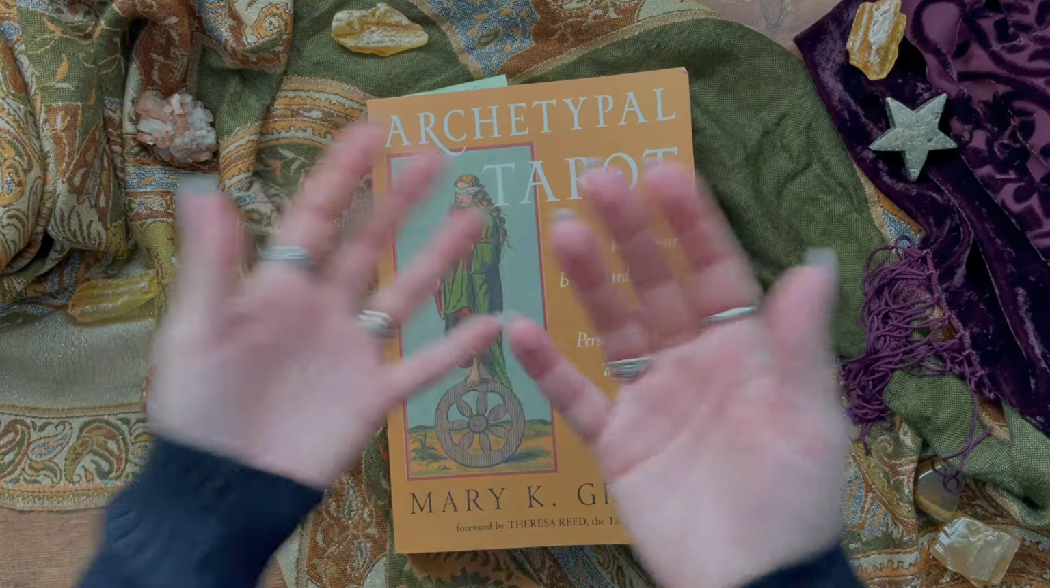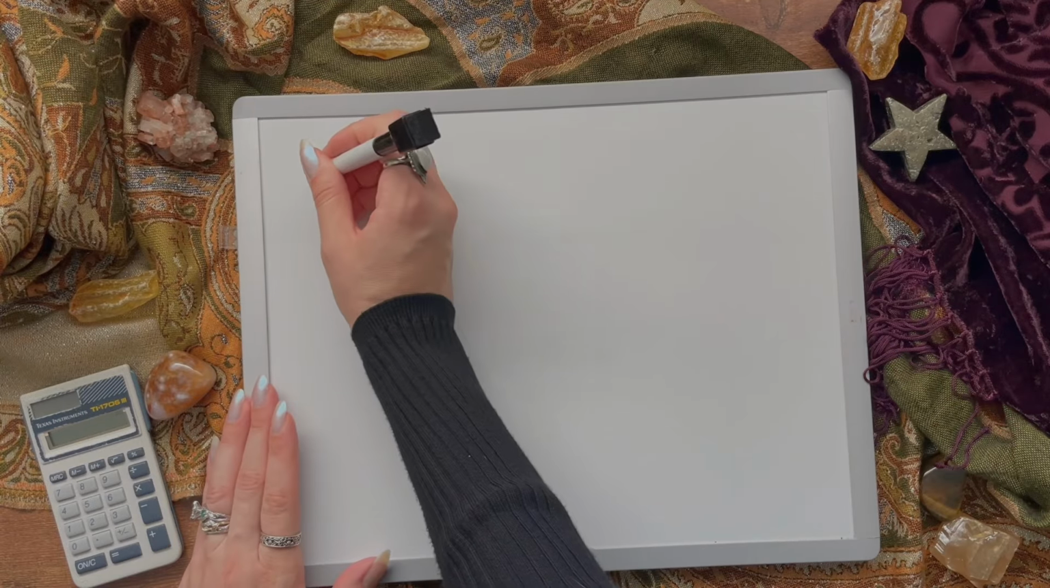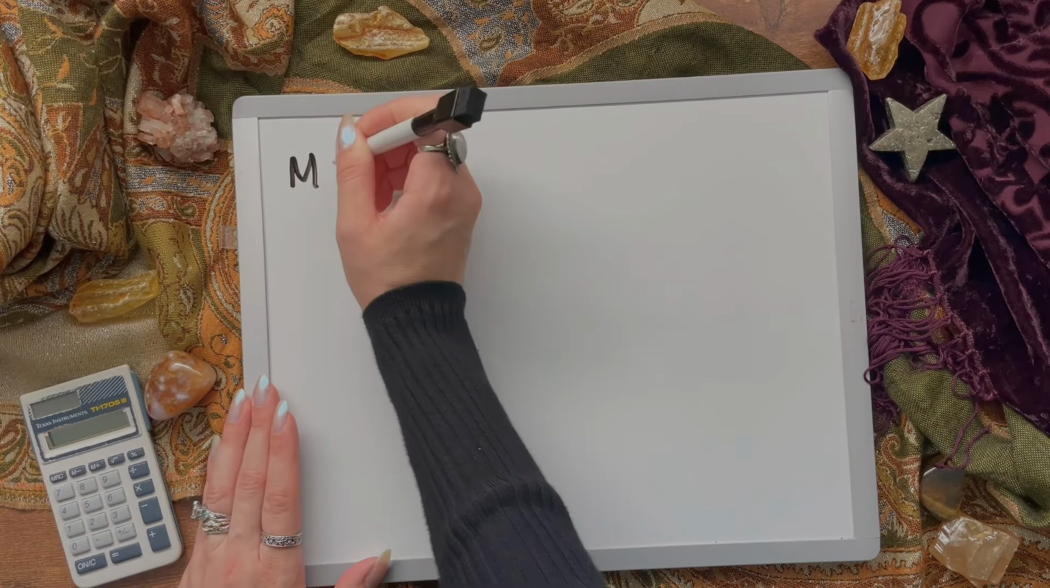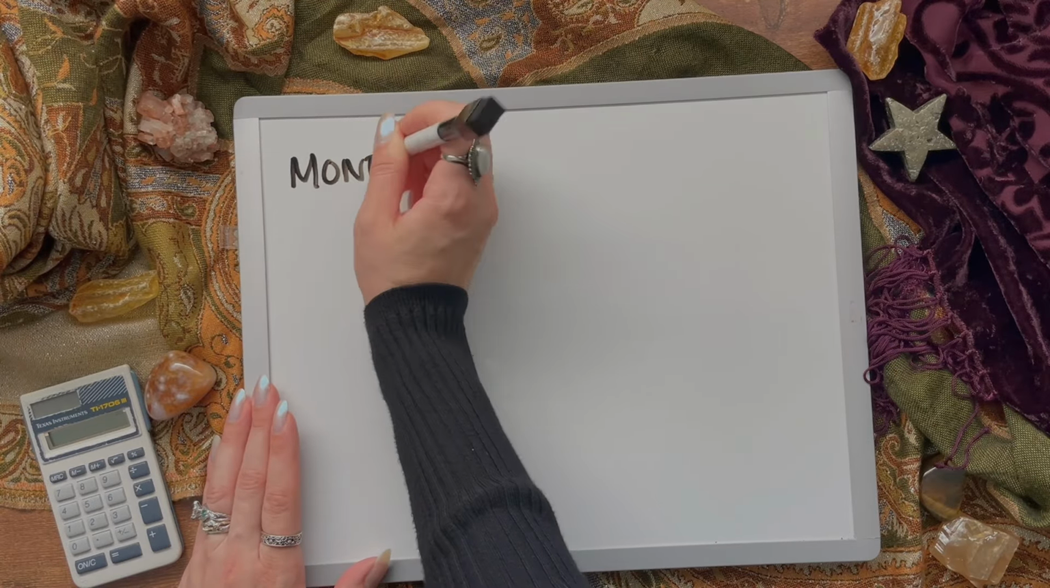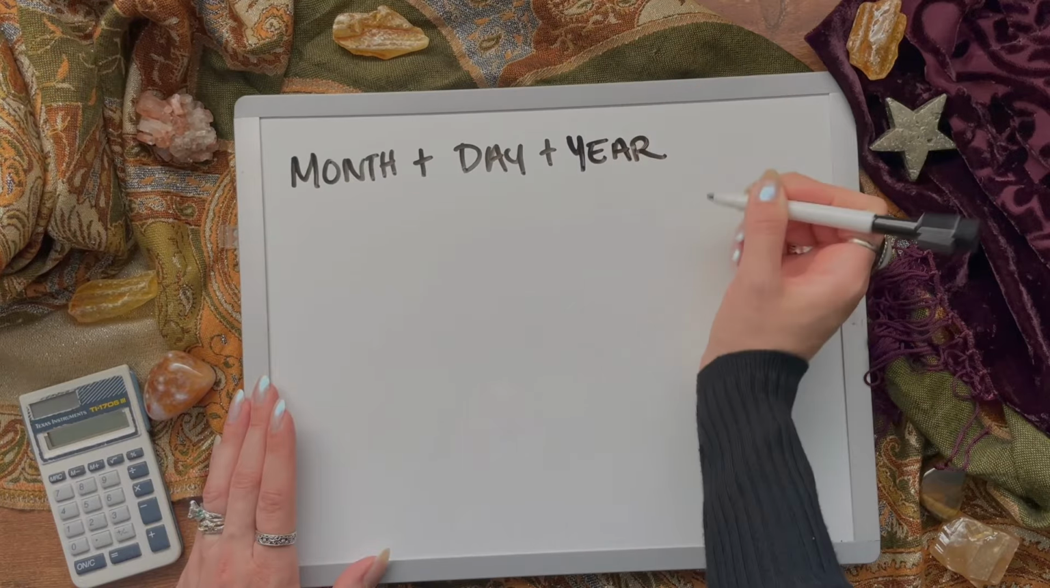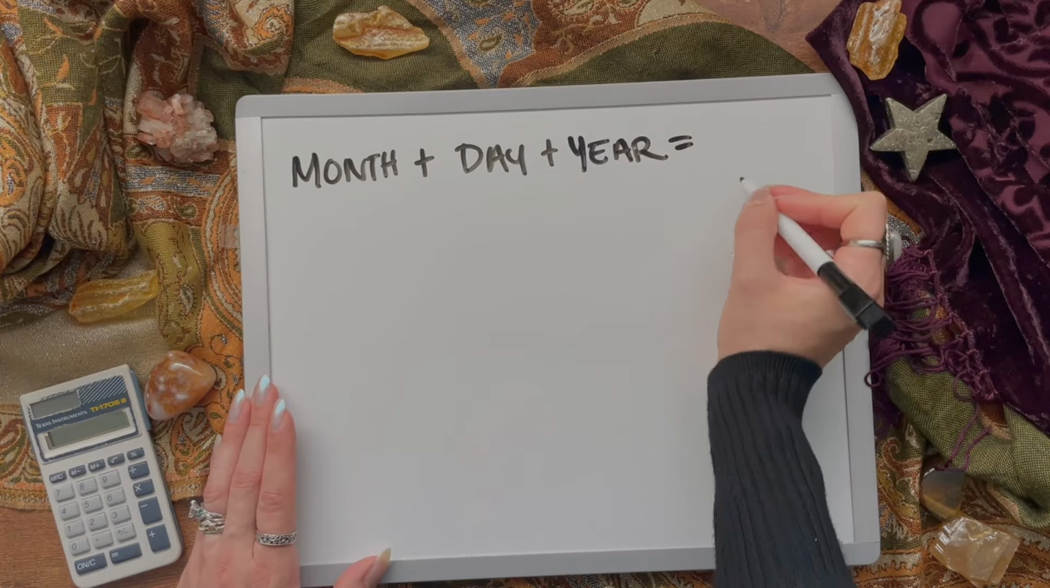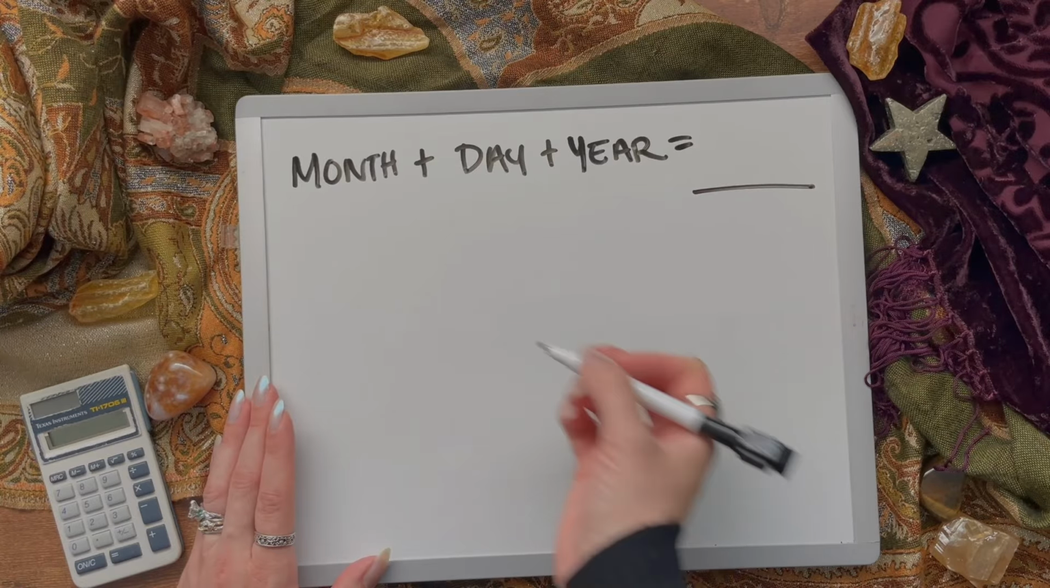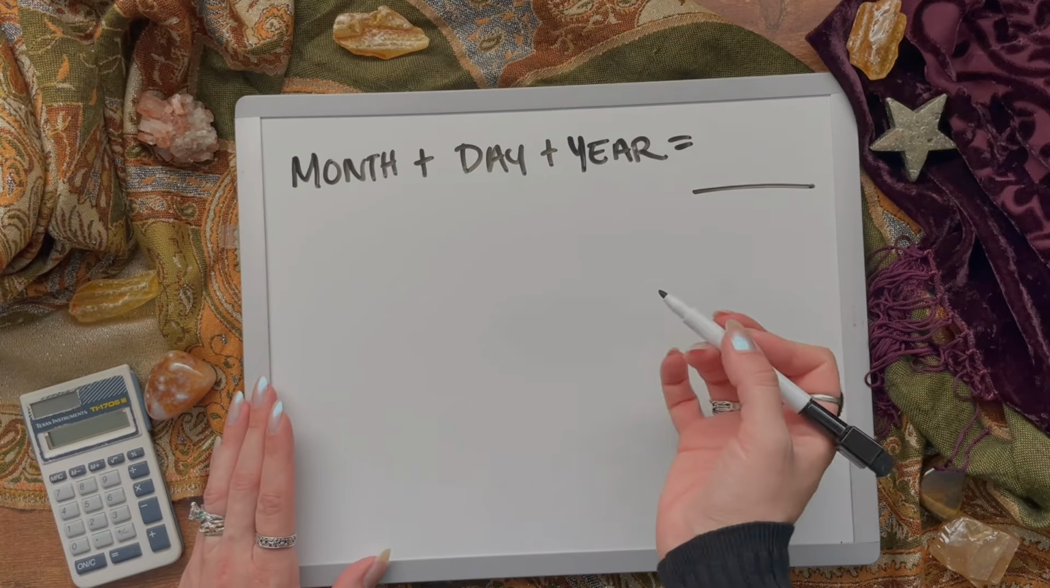Okay. So let's talk about the formula really quick. It's really simple. So I'm going to use the example of Halloween day this year. So that's going to be my example calculation. So what you're going to do is the month plus the day plus the year, and that will give you a number. So we're going to use my example here.